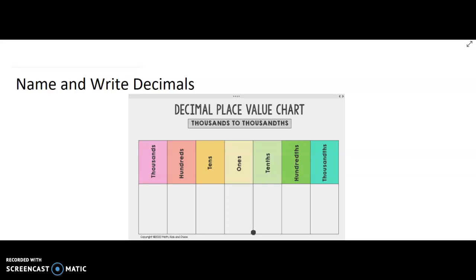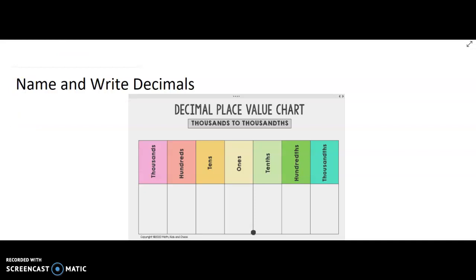It's time to talk about decimals. We are going to name and write decimals here in this little video. So the first thing you see here is just a place value chart. When we're talking, I don't care if we're talking about whole numbers or decimals, it doesn't matter. If you don't understand place value, everything gets so much more difficult.